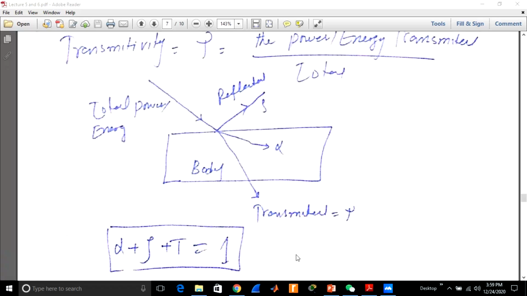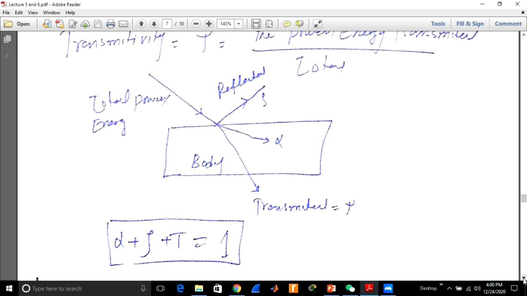And why is this 1? Because some portion will be reflected, some portion will be absorbed, some portion will be transmitted. So if we add these, it will be equal to total power. So if we calculate the reflectivity factor, the absorbability factor and the transmittivity factor, it will be 1. As when 1 is multiplied to a quantity, it will give the same quantity. So alpha plus rho plus tau is equal to 1.